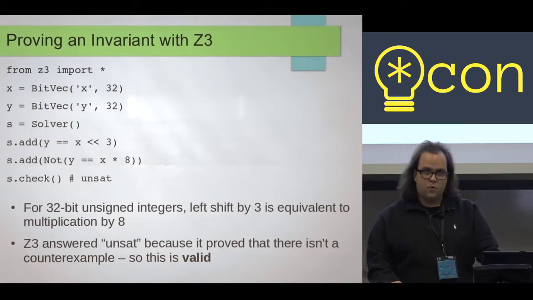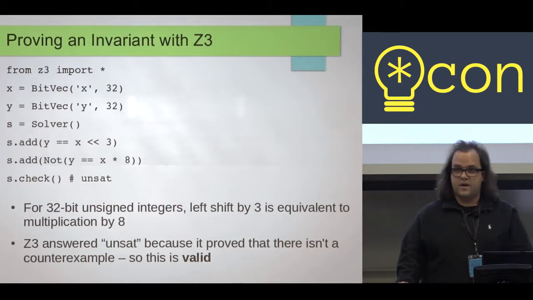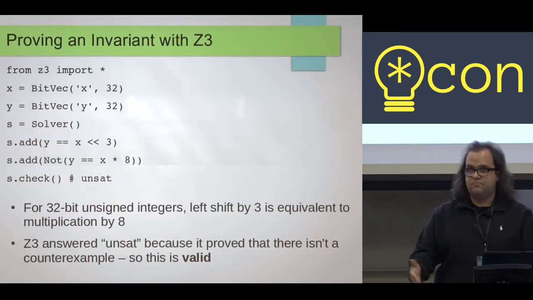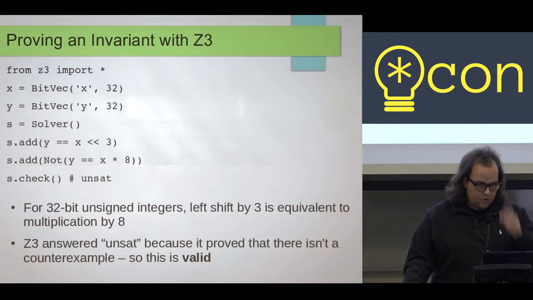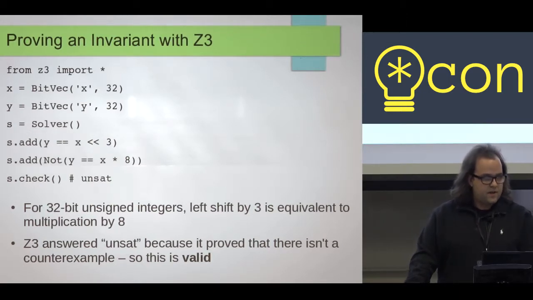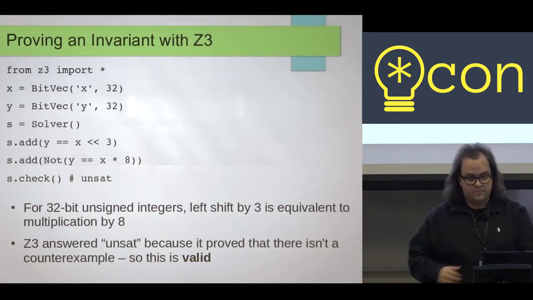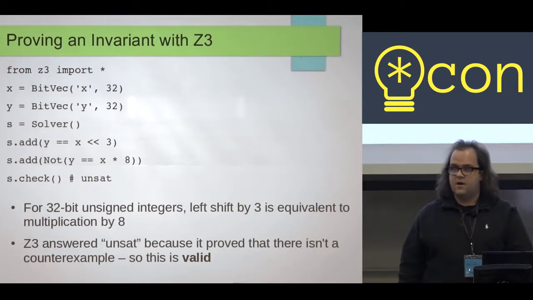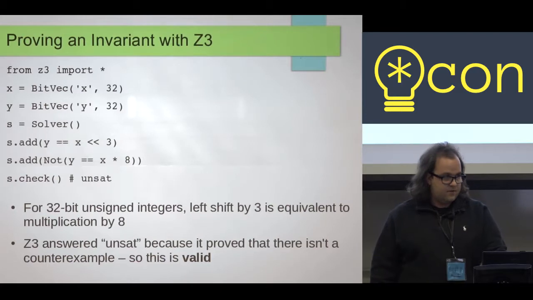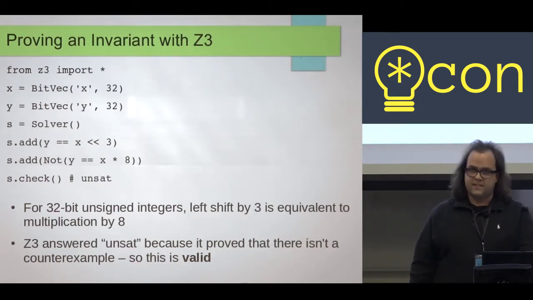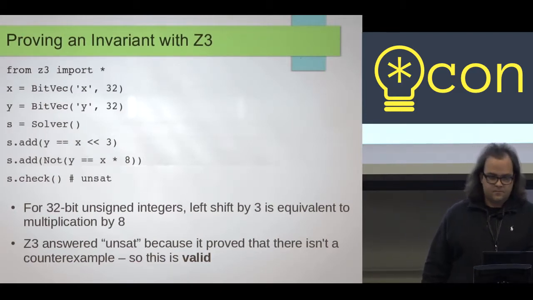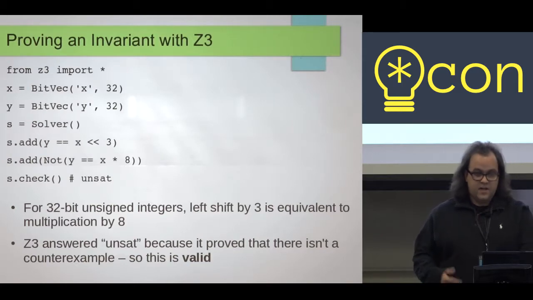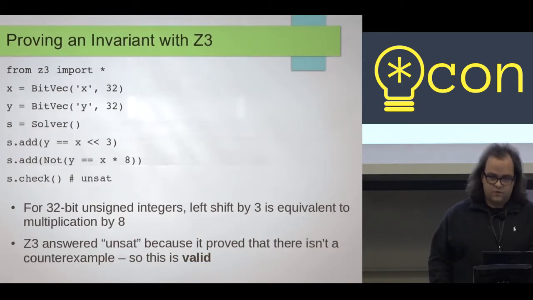So this is some Python code. You could type this into Python right now if you had the Z3 libraries and check this proof for yourself. So we import the Z3 library and we create two 32-bit vectors. So these are essentially 32-bit binary integers named x and y. And then we instantiate the solver, and we're going to add two assertions to the solver. The first one is that the variable y is equal to the variable x shifted to the left by 3. And the second assertion is the negation of the property y is equal to x multiplied by 8.